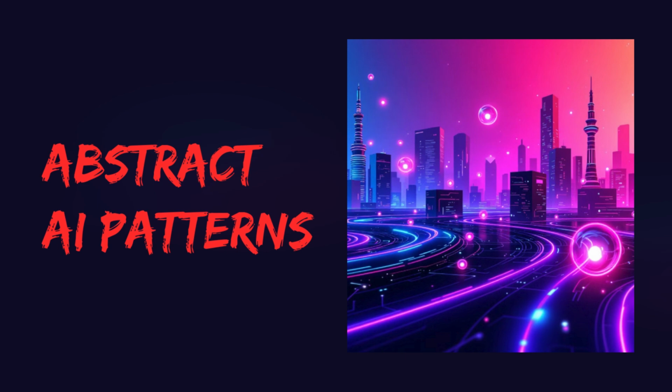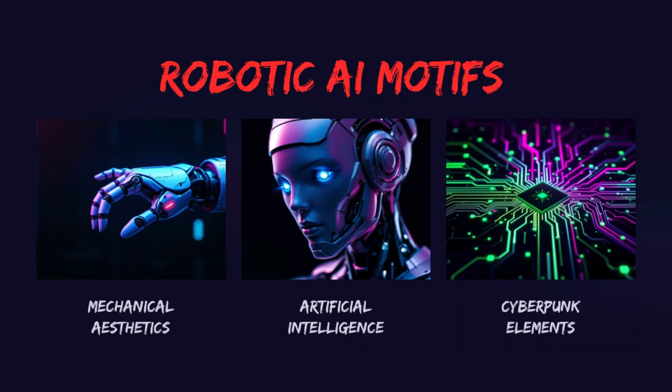Experiment with different color combinations and textures to create visually captivating graphics that reflect the abstract nature of AI. Mechanical aesthetics. Incorporate robotic elements like gears, circuits, and metallic textures to create a distinct AI-inspired aesthetic. Artificial intelligence. Use visuals that represent artificial intelligence, such as robots, AI algorithms, and data visualizations. Cyberpunk elements. Embrace cyberpunk themes with futuristic technology, neon lights, and intricate circuitry designs.